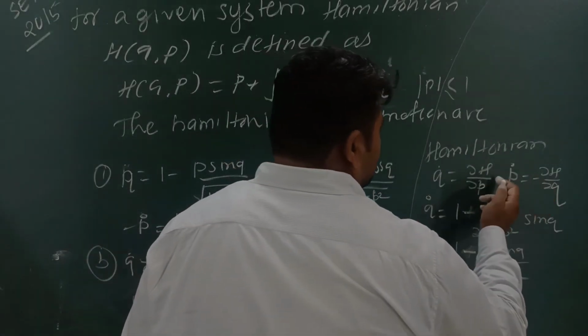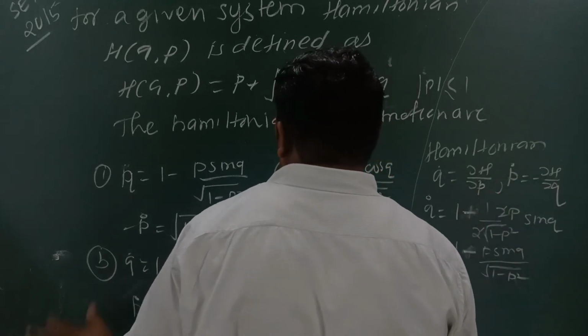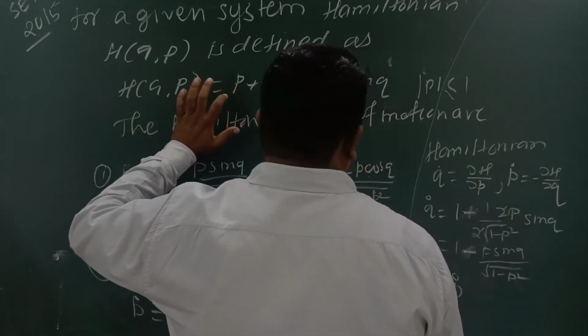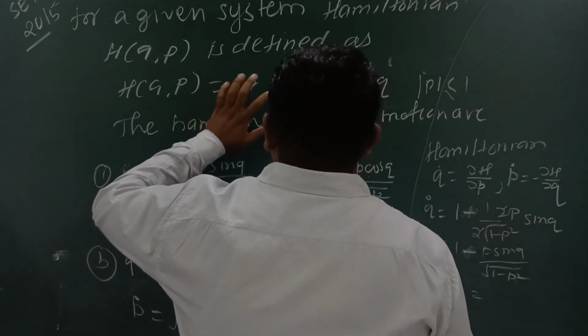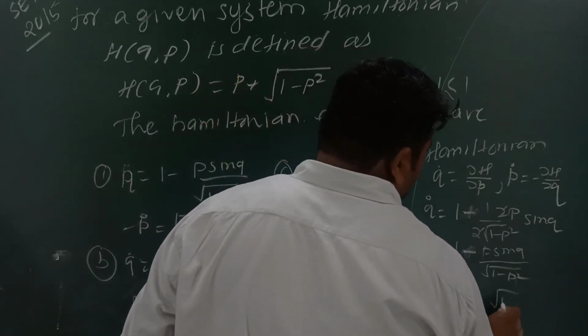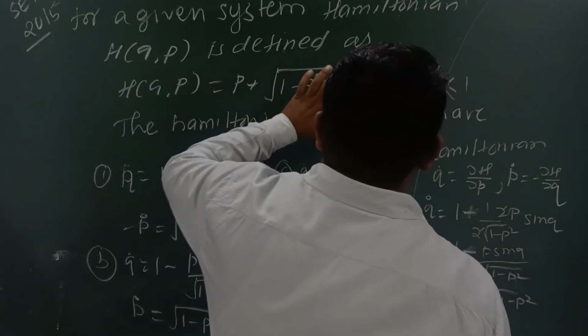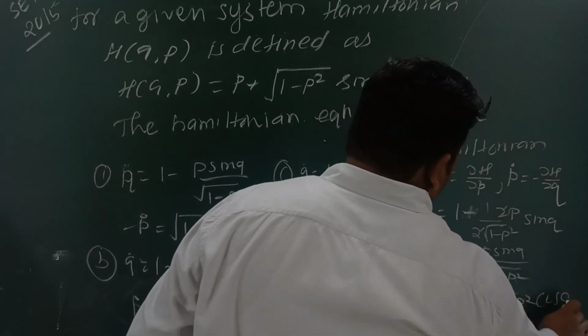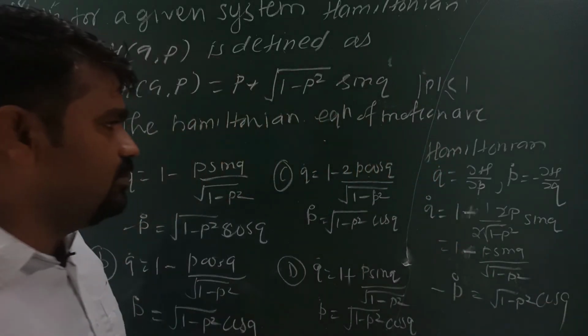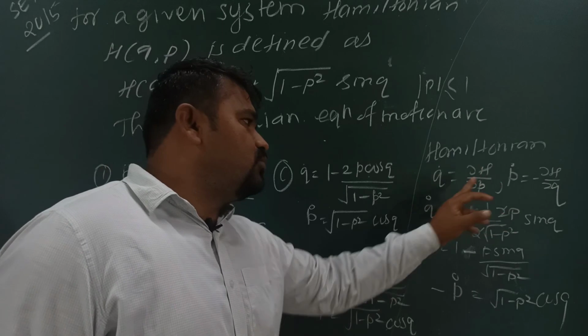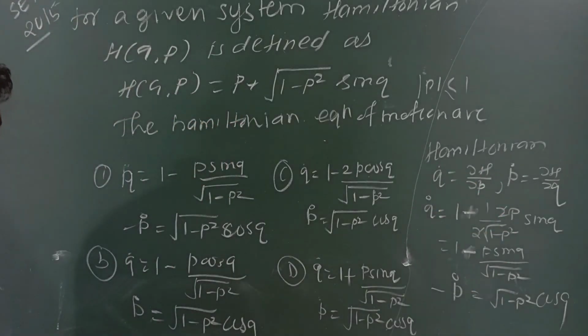Minus p dot is equal to dH upon dq. Taking the derivative with respect to q, p gives 0, and 1 minus p square is constant, and the derivative of sin q is cos q. But always memorize in this case two formulas: q dot is equal to dH upon dp, and p dot is equal to minus dH upon dq.